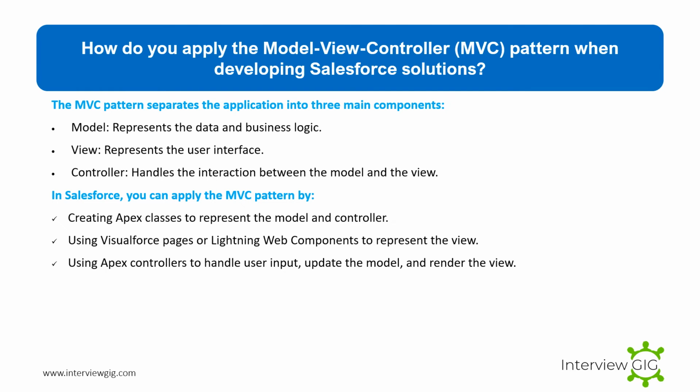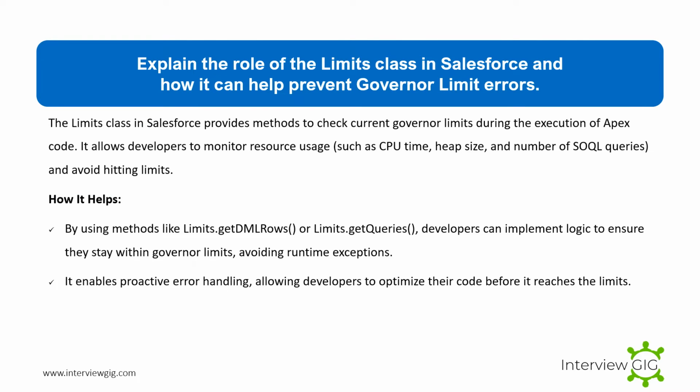Explain the role of the Limits class in Salesforce and how it can help prevent governor limit errors. The Limits class in Salesforce provides methods to check current governor limits during the execution of Apex code. It allows developers to monitor resource usage such as CPU time, heap size, and number of SOQL queries, and avoid hitting limits. How it helps? By using methods like Limits.getDmlRows or Limits.getQueries, developers can implement logic to ensure they stay within governor limits, avoiding runtime exceptions. It enables proactive error handling, allowing developers to optimize their code before it reaches the limits.